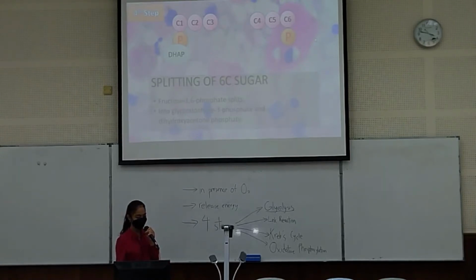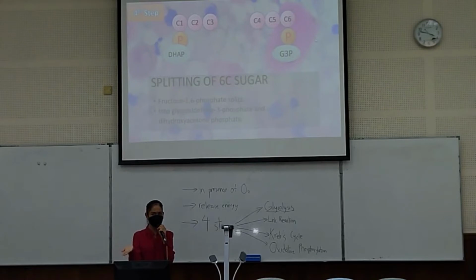Okay, so what's the second structure? Let's see. G3P. What is this G3P? This is a simple acronym. This G3P stands for glyceraldehyde 3-phosphate. So we call it G3P. I'm going to use G3P after this, so better bear it in mind.